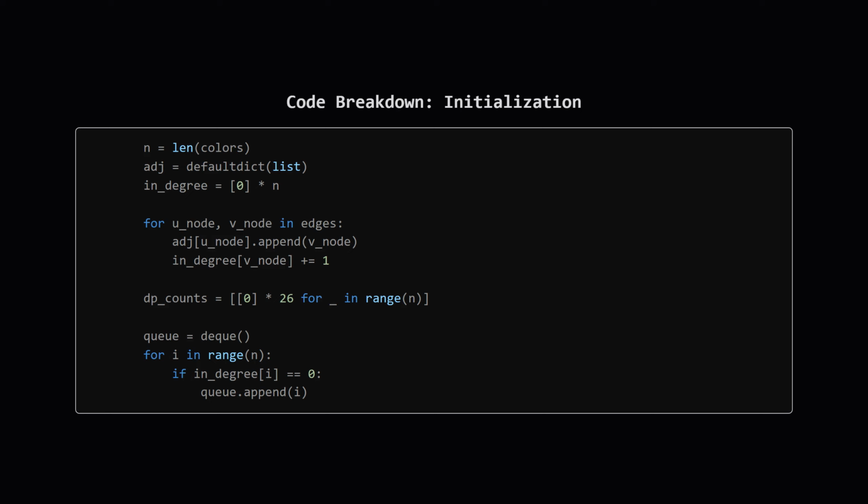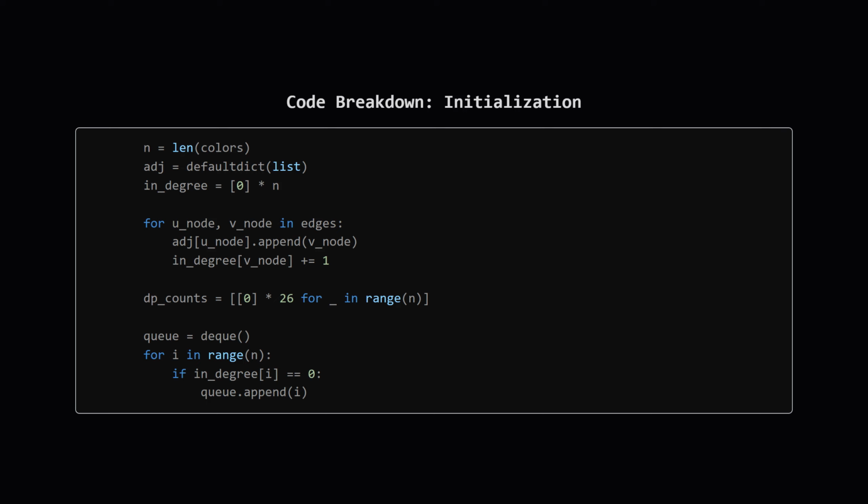First up, we initialize everything. We get the number of nodes. We create an adjacency list to store the graph structure. For each node, it lists its neighbors. We also create an in-degree list, initialized to zeros, which will store how many incoming edges each node has. We then loop through the given edges to populate our adjacency list, and correctly calculate all the in-degrees.